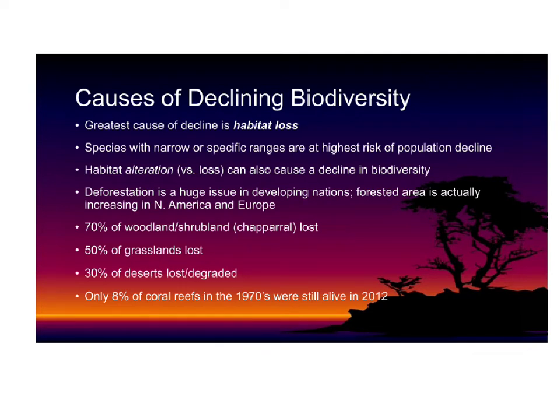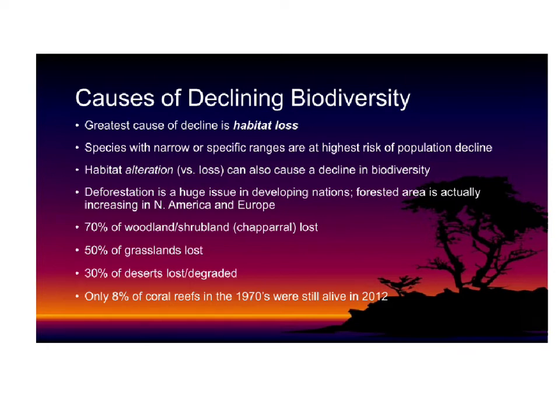So why? We know that biodiversity is declining. Let's figure out why. Causes of declining biodiversity: the number one cause is habitat loss. Species with narrow or specific ranges, where they can only live or like to live within a narrow range, are at the highest risk of population decline. Habitat alteration. When we're talking about habitat loss, that means the habitat goes away. Obviously, it becomes something else, like a forest into a subdivision, or a wetland into a shopping mall.